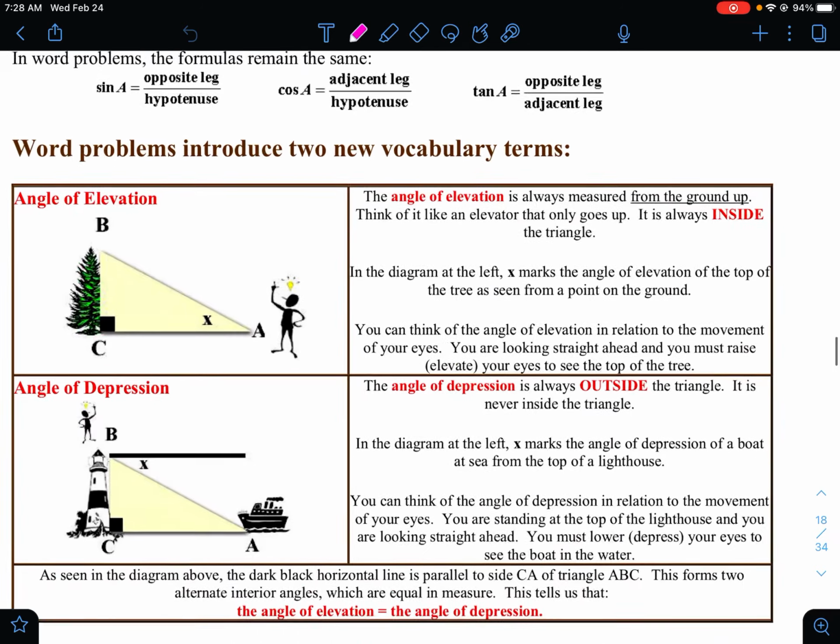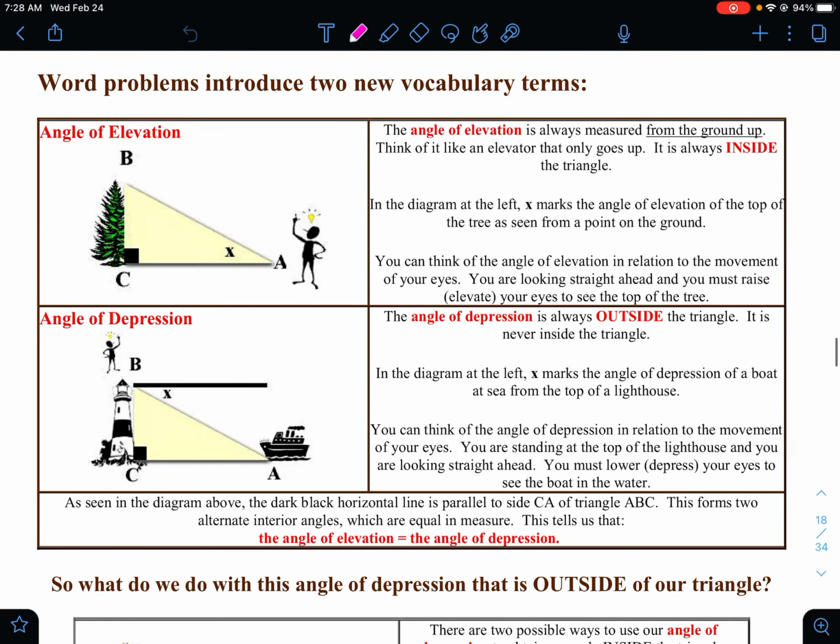All right. So really there are two terms that you have to be familiar with here. We have angle of elevation. If you ever hear angle of elevation, it's measured from the ground up. Think of it like an elevator that only goes up. And it's always on the inside of the triangle. In the diagram at the left, X marks the angle of elevation of the top of the tree as seen from a point on the ground. So this would be your angle of elevation.